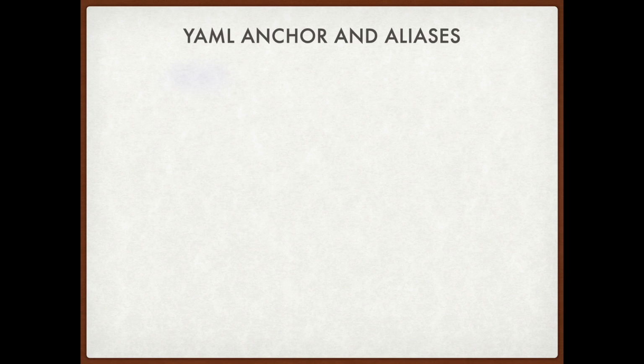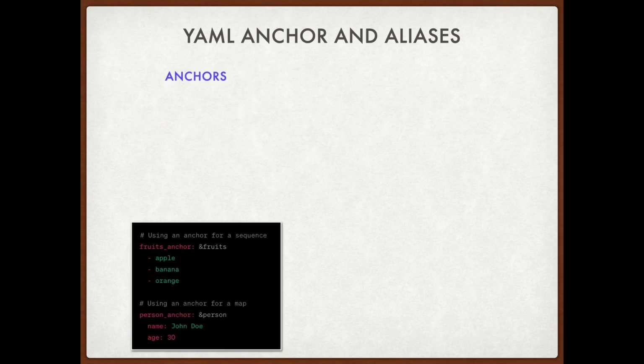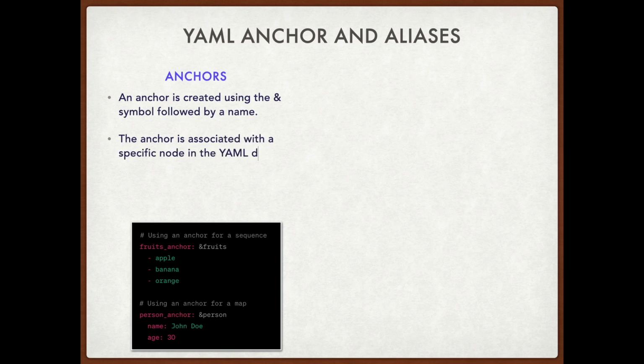YAML anchors and aliases. Anchors. An anchor is created using the ampersand symbol followed by a name. The anchor is associated with a specific node in the YAML document. Anchors are typically applied to maps, sequences, or scalars.